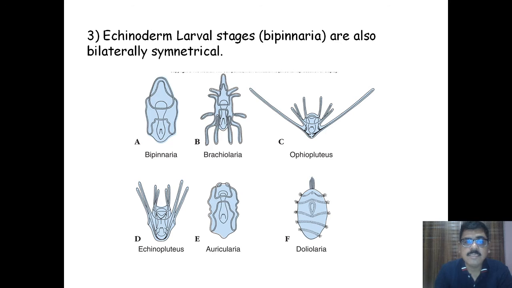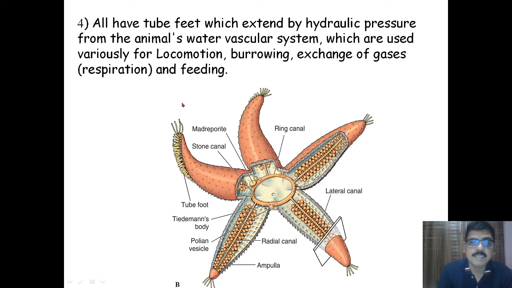Then the echinoderm larval stages are bipinnaria, brachiolaria, ophioplutus, echinoplutus, auricularia, doliolaria. All these are the different larvae of echinoderms. Means echinoderm development occurs through a larval stage, and all these larvae show bilateral symmetry, whereas the adult shows pentamerous symmetry.